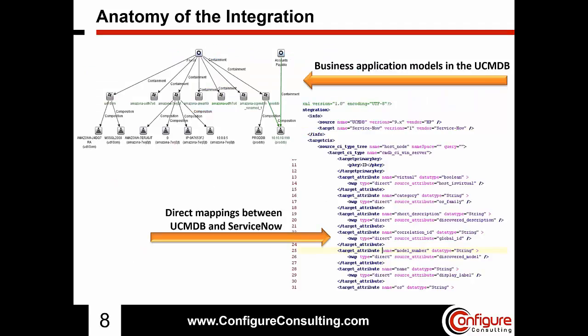We also wanted to show you a little bit of a look under the hood on what the key components of the integration look like. So on the left-hand side, what you're seeing is an image of a business application map in the UCMDB. This is our payroll application. You can see payroll up here. And as we navigate to each lower level, you're seeing the CIs and relationships that make up this application.